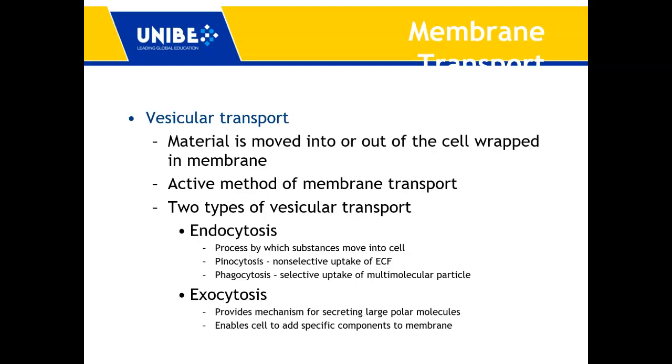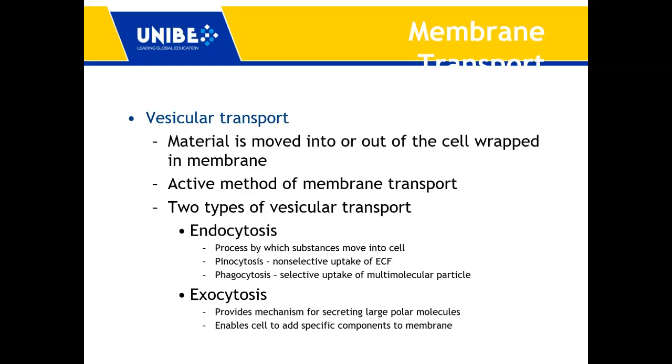Finally, we have membrane transport, where we use the whole membrane to move something along into or out of the cell. So in this situation, vesicular transport, the material is moved into or out of the cell, but it's wrapped around the membrane. It's also a type of active transport, even though we're not going to calculate it as active transport. We have two types of vesicular transport.